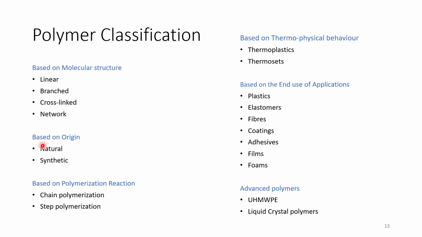Next is based on end use of applications. So based on that you have these many types. It can be either plastic or elastomer. Elastomer will have a lot of elasticity and will be highly ductile. Fibers will have a higher L by D ratio, length upon diameter ratio. Coatings. You can have these polymer coatings as well. These are mainly used for providing some corrosion resistance.